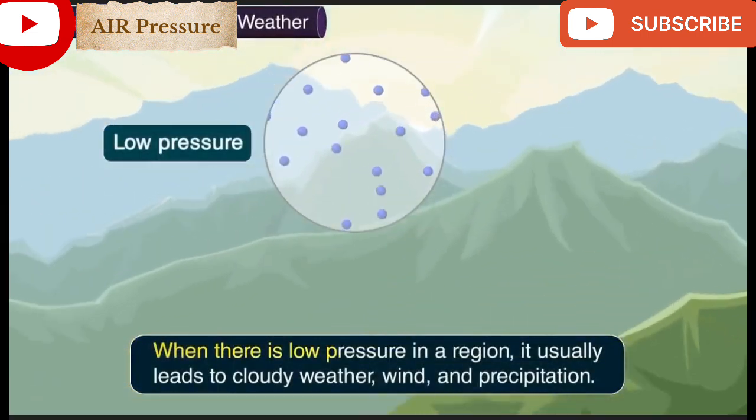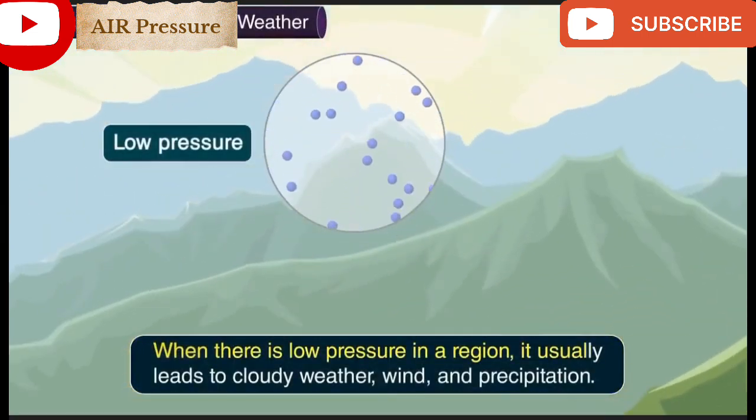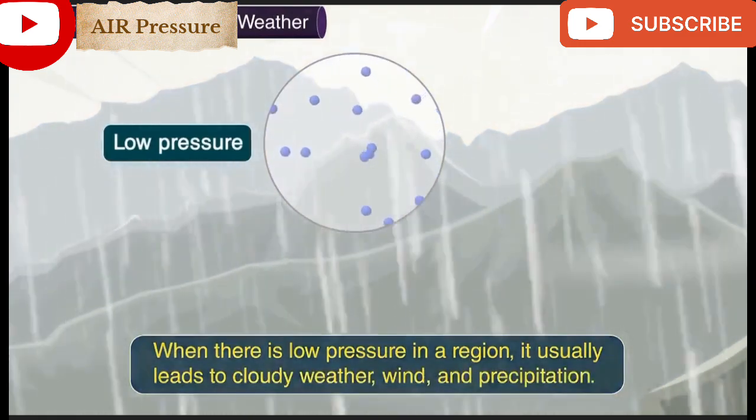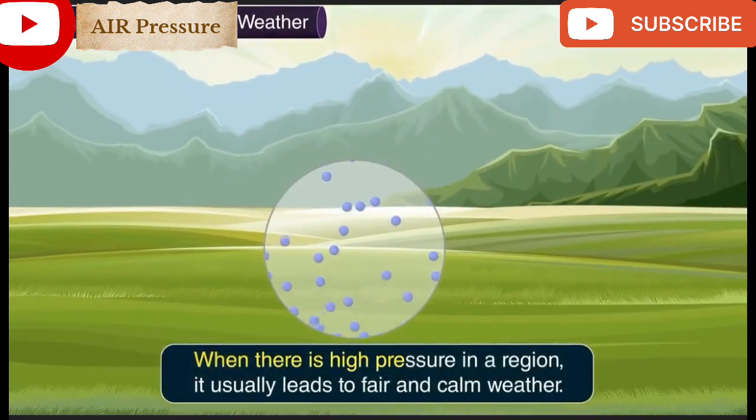When there is low pressure in a region, it usually leads to cloudy weather, wind, and precipitation. When there is high pressure in a region, it usually leads to fair and calm weather.